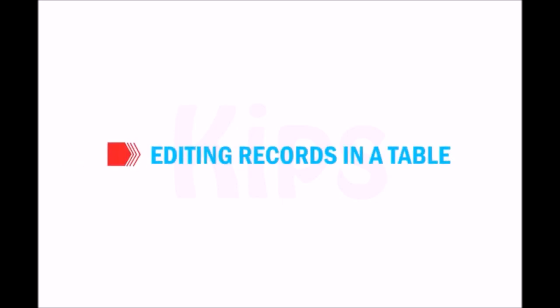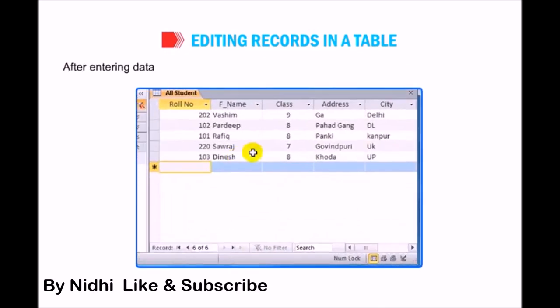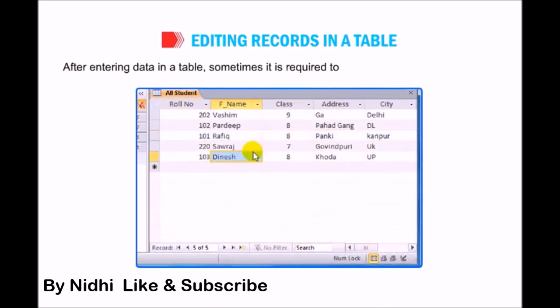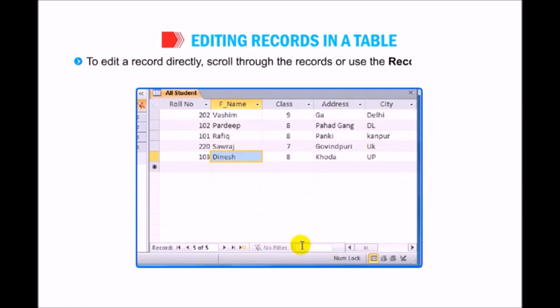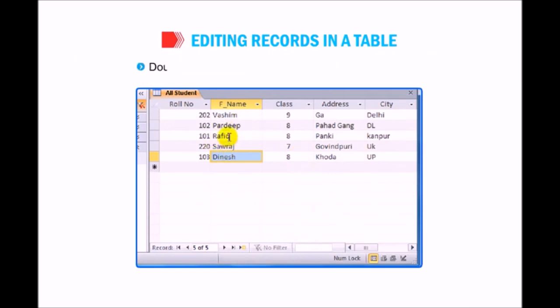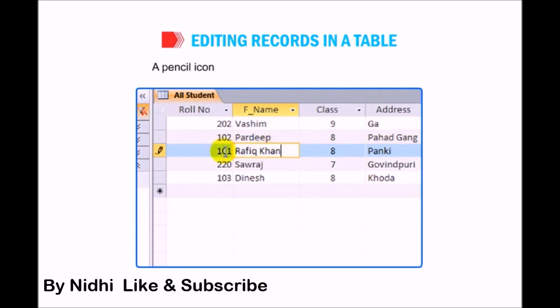Let me explain to you about editing records in a table. After entering data in a table, sometimes it is required to make changes in the database. This can be done in various ways. To edit a record directly, scroll through the records or use the Record navigation buttons to find the record to edit. Double-click the cell where you want to make changes. Type the information into the field. A pencil icon appears to indicate the edit mode. Click outside the record to apply the change.